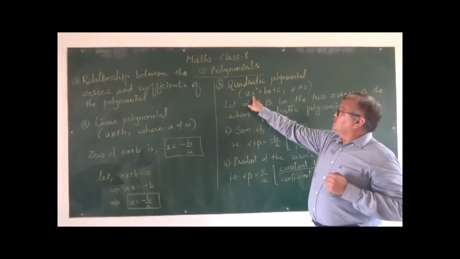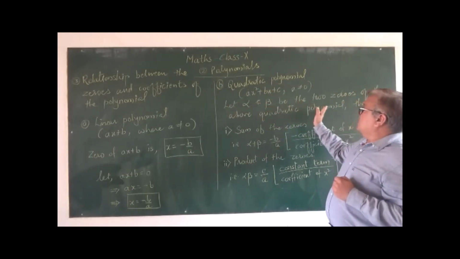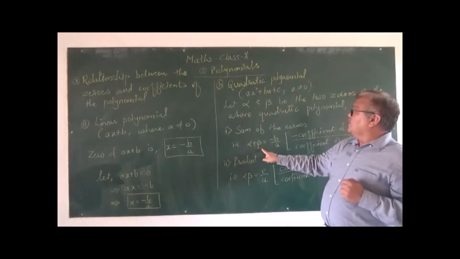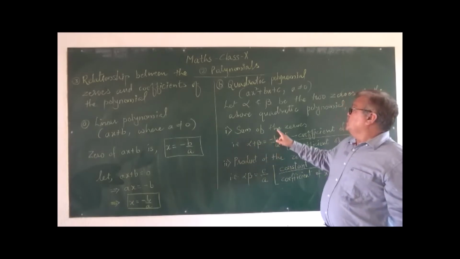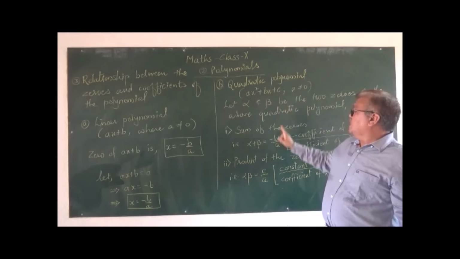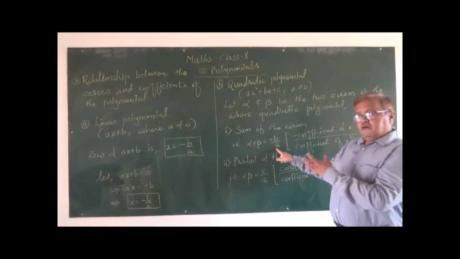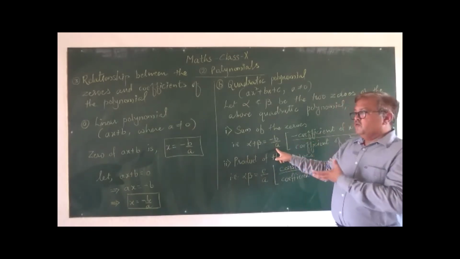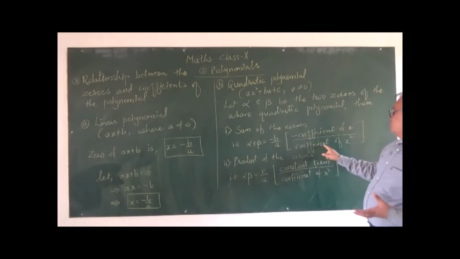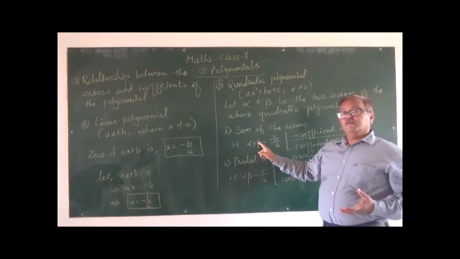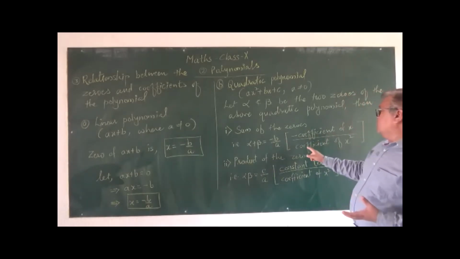Let us see. Now this is a quadratic polynomial. Sum of the zeros. We have considered alpha and beta as the two zeros. So alpha plus beta, what is the relation? Alpha plus beta is equal to minus b upon a. What is b? b is the coefficient of x. And what is a? The coefficient of x square. So that is minus b upon a. This is a derived result. Derivation we are not going to discuss here. So minus the coefficient of x upon the coefficient of x square. You have to remember alpha plus beta is equal to minus b upon a.